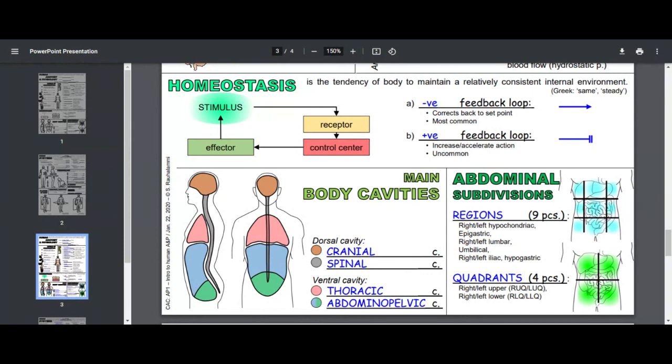So the dorsal was the one that was towards the back, posterior. So we have our cranial, where your brain is located within the skull. Then you have your spinal cavity, where your spinal cord runs within the vertebra. For the ventral cavity, we had our thoracic, abdominal, and pelvic region.